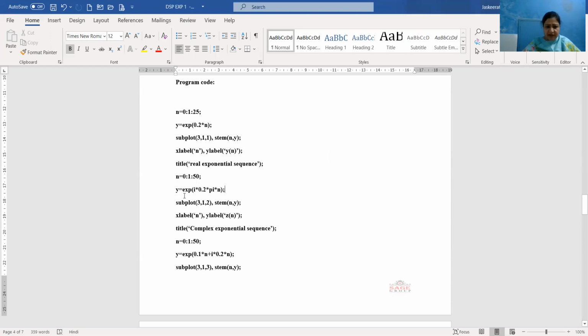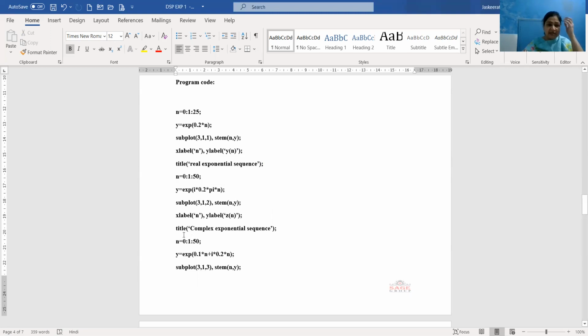Now we will define a complex exponential which is given by y is equal to exp of I into 0.2 into pi into n. Since I is used here, that means it is a complex number. So it is represented by e raised to power I 0.2 pi n. So it will represent a complex exponential sequence. Now I will plot this sequence.